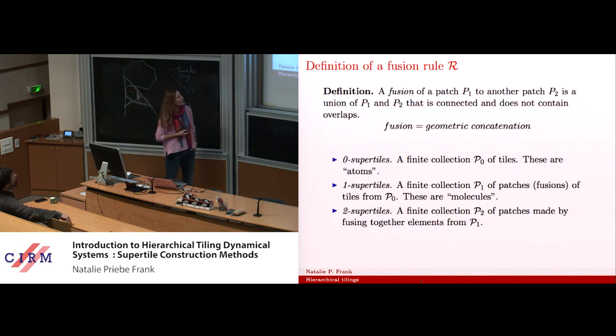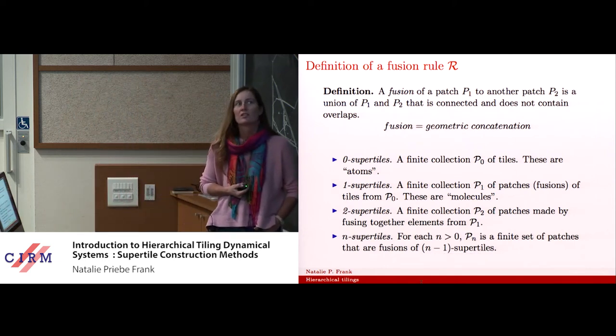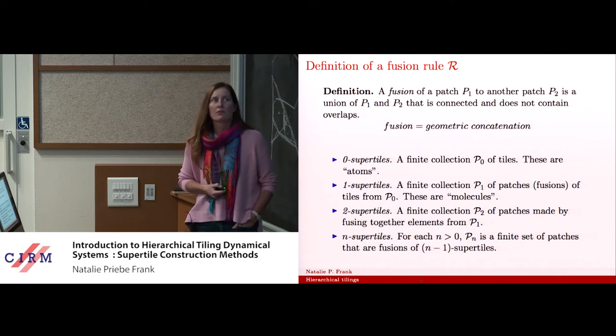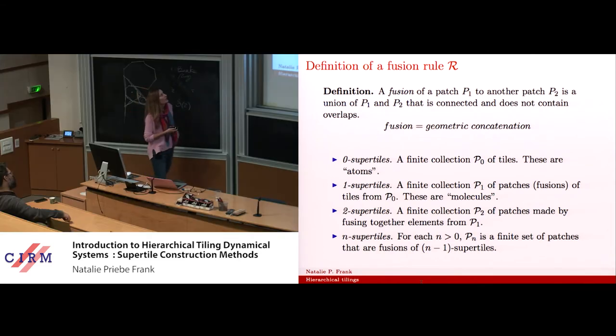The two supertiles are a finite collection, which I call P2, of patches that are fusions of one supertiles. But you just stick them together and grow larger and larger structures. So the N supertiles is just a set of patches that have been made from N minus one supertiles. And at each stage, you can change the number of patches, you can change the combinatorics, you can change a lot of things, or you can keep it the same. So this situation does include self-similar tilings, self-affine tilings. It includes everything. It includes a little too much, but.